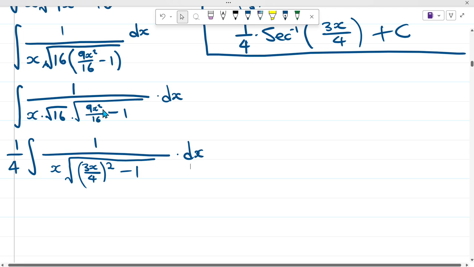So 9x squared divided by 16 is the same as 3x over 4 all to the power of 2, right? So I didn't change the equation there. I'm still dealing with the same equation, you understand?